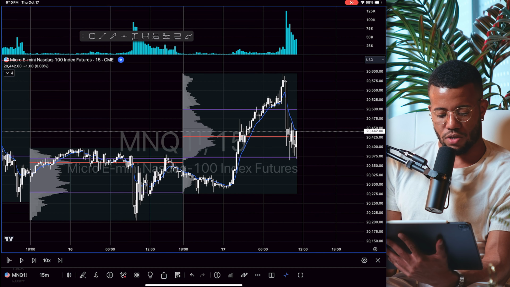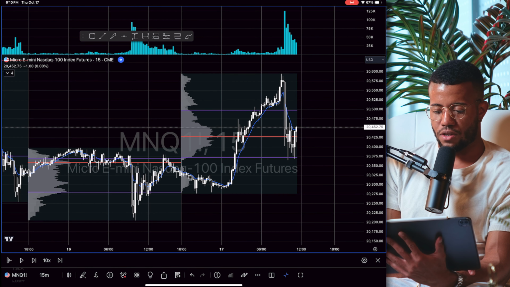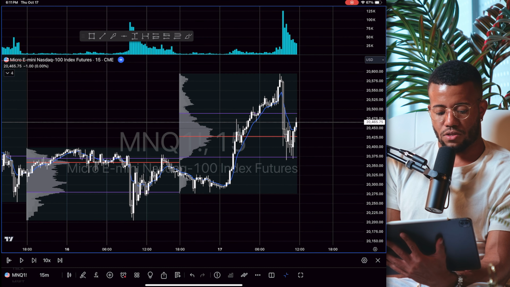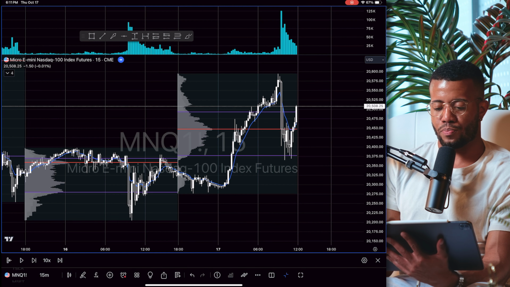Cool. So what I want to do is step forward a little bit. And to do that, I am going to hit this little arrow here. It gives me one more candlestick, right? And what I'm looking for is a signal to come back into the point of control. Now, at this point, we hit this purple line on the top.